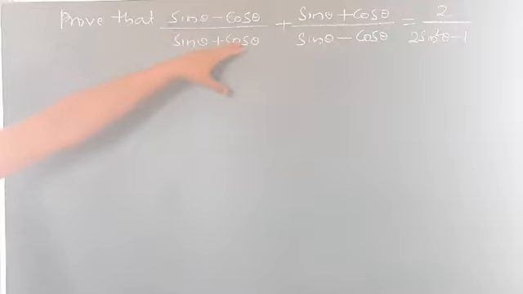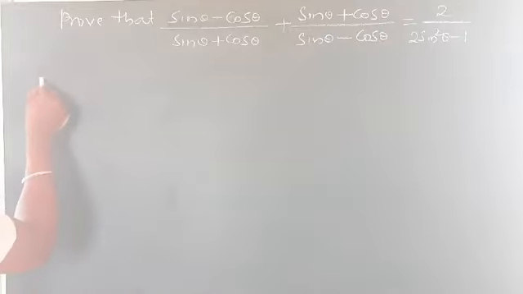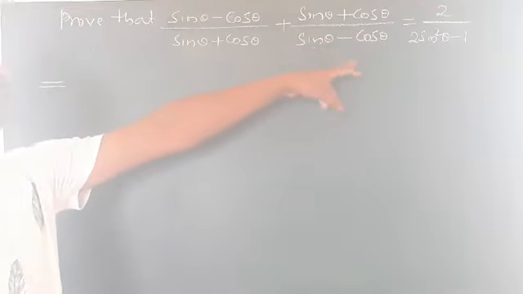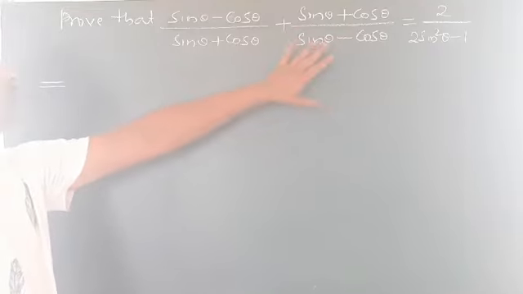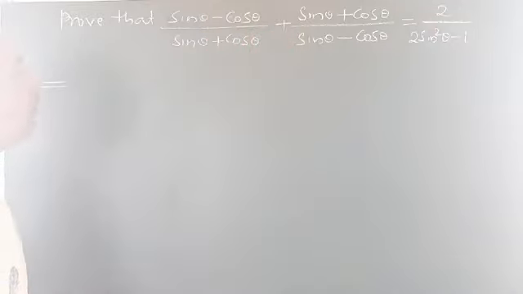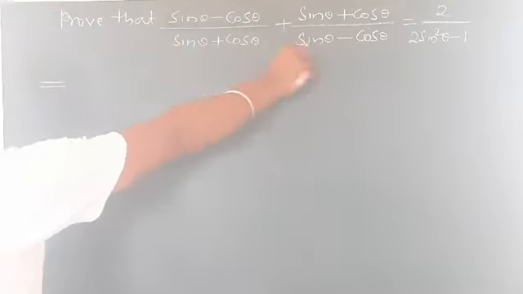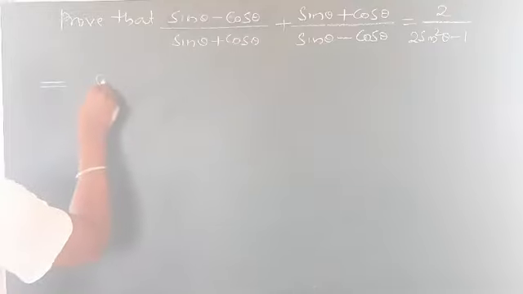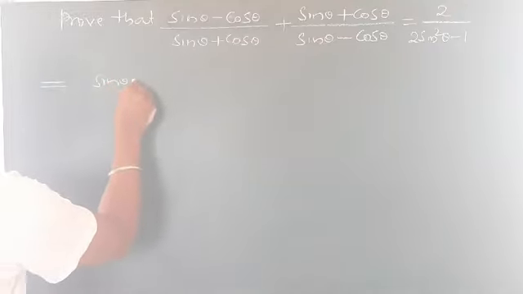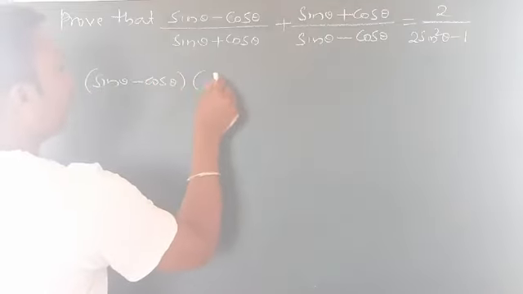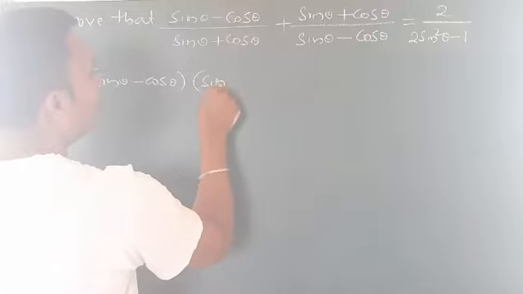See, sin theta minus cos theta by sin theta plus cos theta. So let me solve this one stepwise here. First of all, we need to prove 2 by 2 sin square theta minus 1. So we can take cross multiplication and take the LCM. So cross multiply this into this, and again this into this. So this becomes sin theta minus cos theta, again into this becomes sin theta.